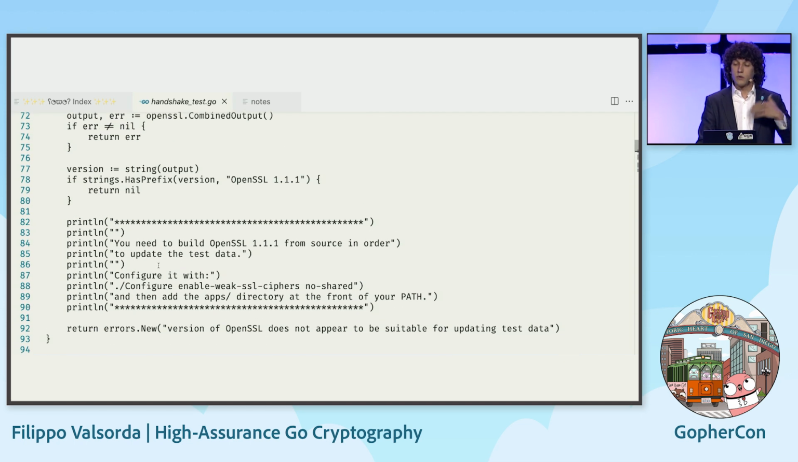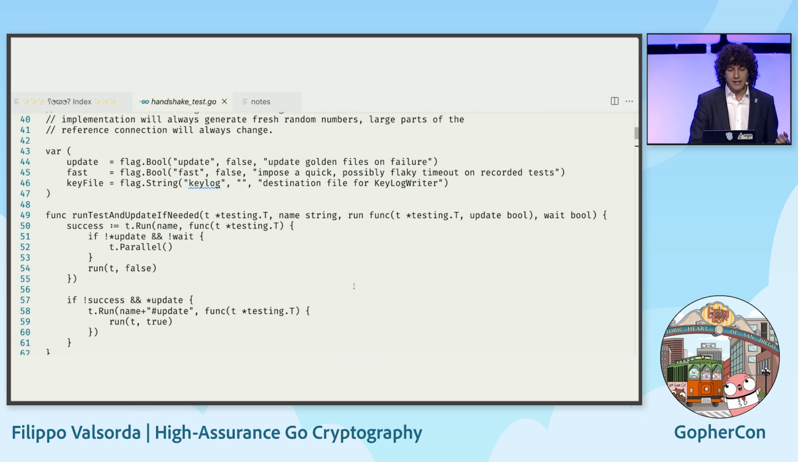Then, when we want to update one of these tests, we have instructions printed to the terminal about which OpenSSL version compiled how you need to run these tests. And then there's a flag, because tests can take flags. You can do go test -update, and it will turn on this flag.